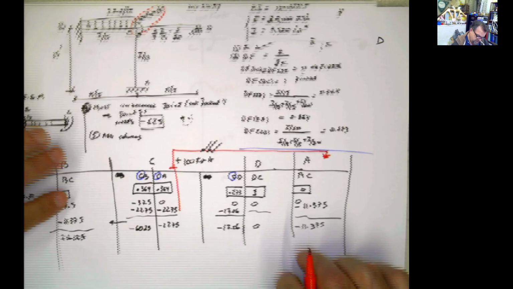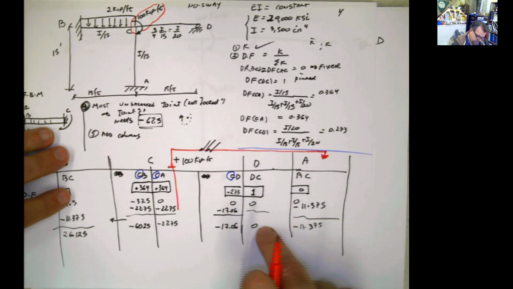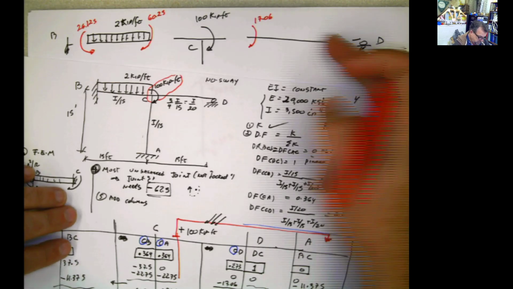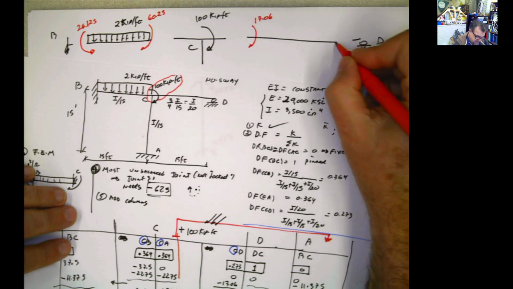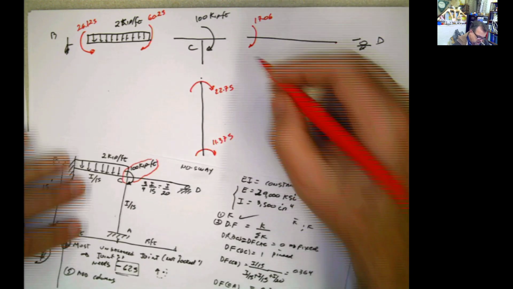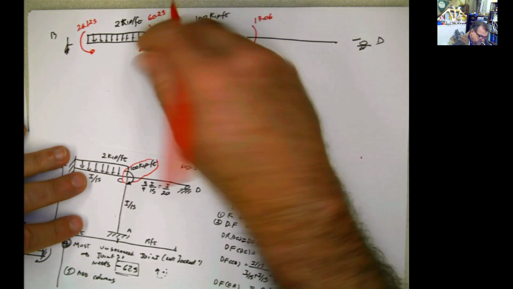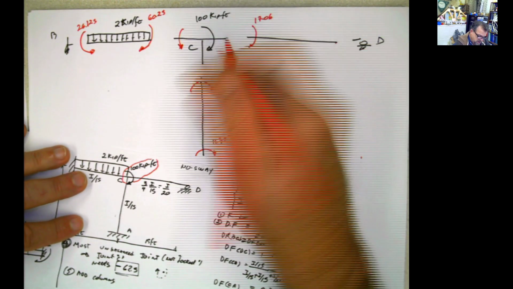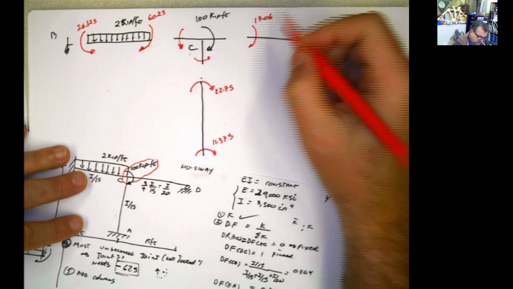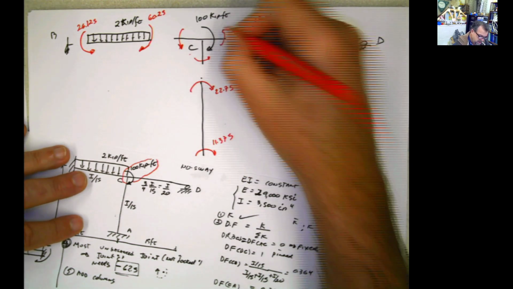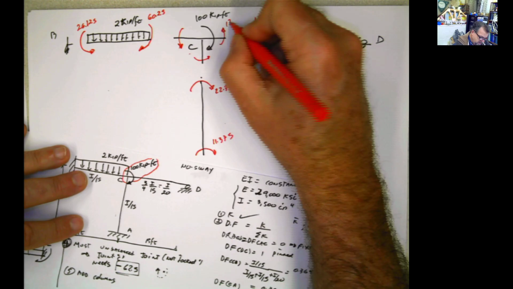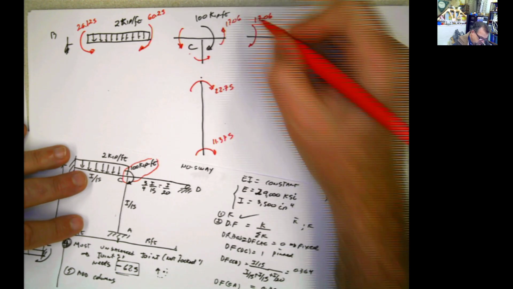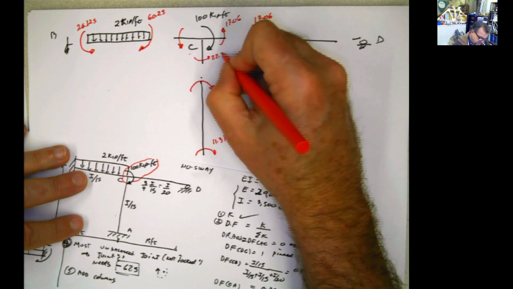And then you have DC, which should be 0 because this is a pin, and that's it. Now if you want to transfer these, remember this is like that, so it will be acting like this in here. This one is negative, it will be acting positive here. This one is negative, it will be acting positive here. So just for showing you at the joint what happened.